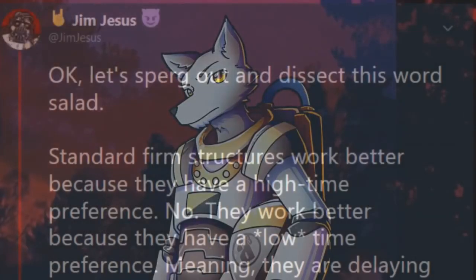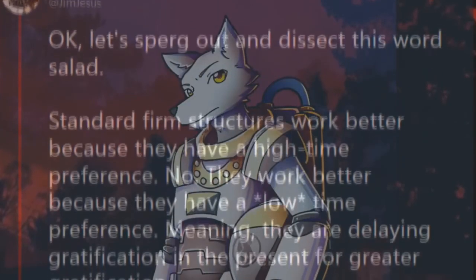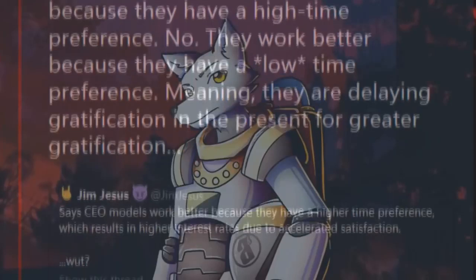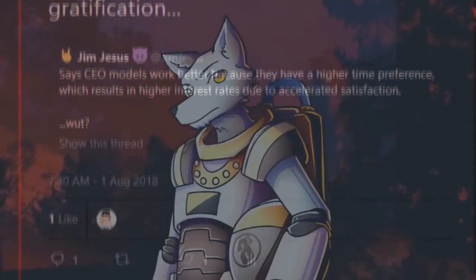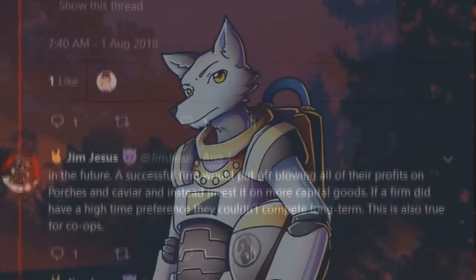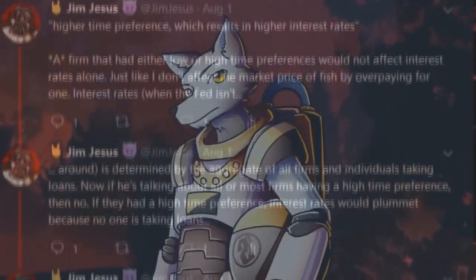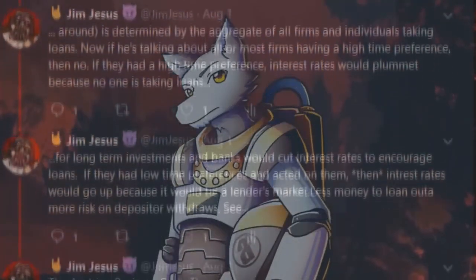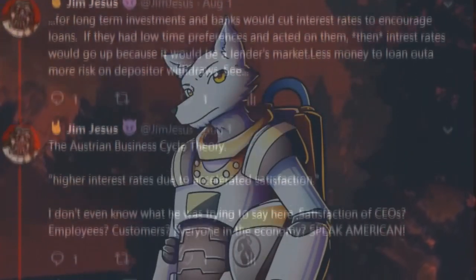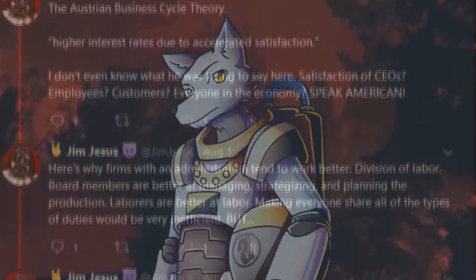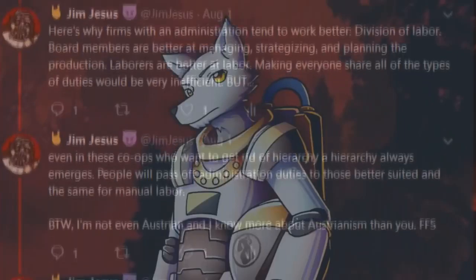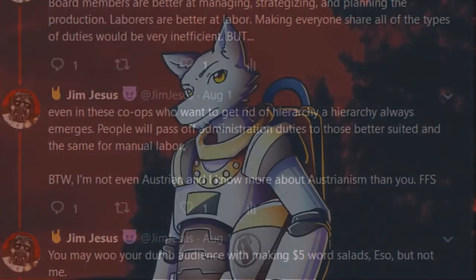performance. With the so-called top-down model of management, you have one guy or several people who do all of the resource managing, who put together all of the capital at once, which on top of being more profitable for everyone, this model of management also has a higher time preference, which in turn creates a higher rate of interest due to accelerated satisfaction.